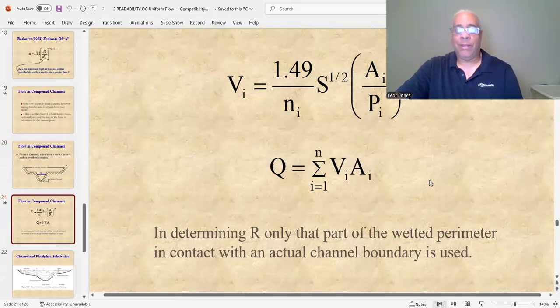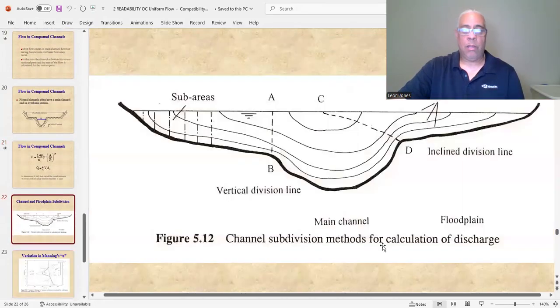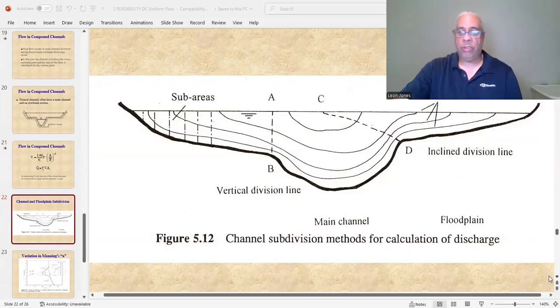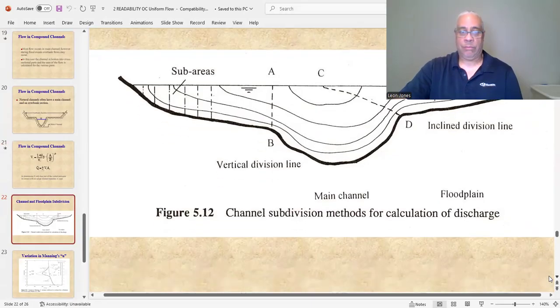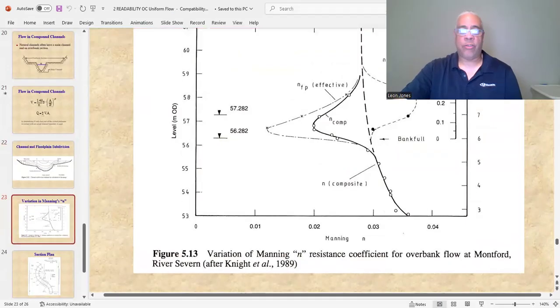And again, this is your wetted perimeter over here. And let's move it here. We have our sub areas. Area of discharge. You have your other variations here.